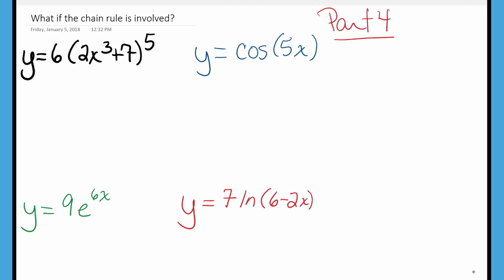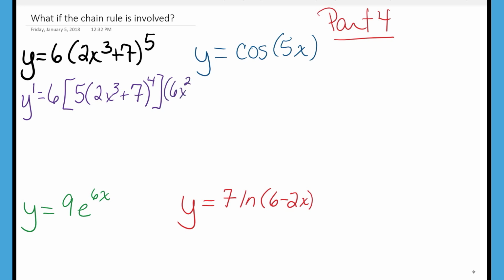All right, so we're just going to take the derivative and then analyze this. I'm going to leave the 6 alone just for emphasis. And let me do a big bracket here. I'm going to do 5 times the parentheses, leave the parentheses alone, reduce the power by 1. And then I'm going to take the derivative of the inside, which is 6x squared, plus 0. If this is your inside, the derivative of that is 6x squared, and the derivative of that is 0. So that is my entire derivative.